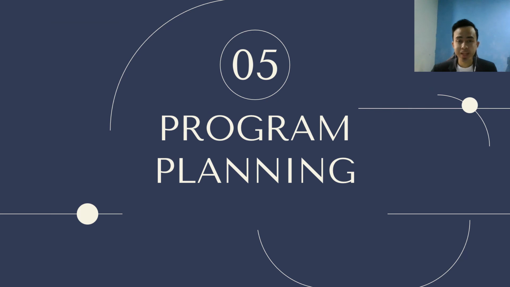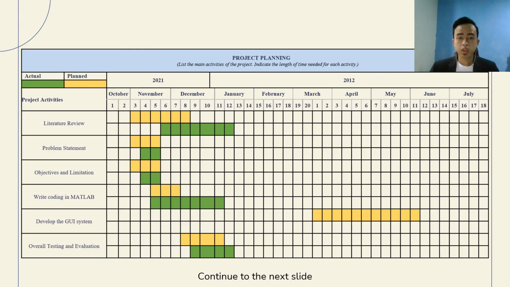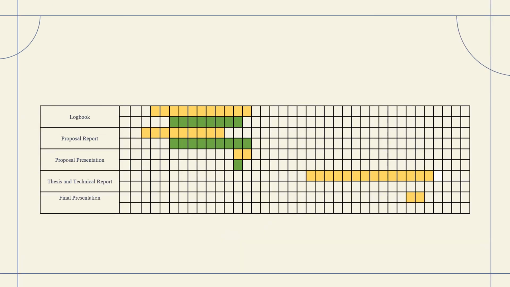And lastly, program planning for this final year 1 project. The program planning consists of some project activities such as literature review, problem statement, objective and limitation, writing coding in MATLAB, develop the GUI system, overall testing and evaluation, logbook, proposal report, proposal presentation, thesis and technical report, and final presentation. The yellow color shows that the planning met for these activities, while the green one is to indicate the actual time needed for these activities.